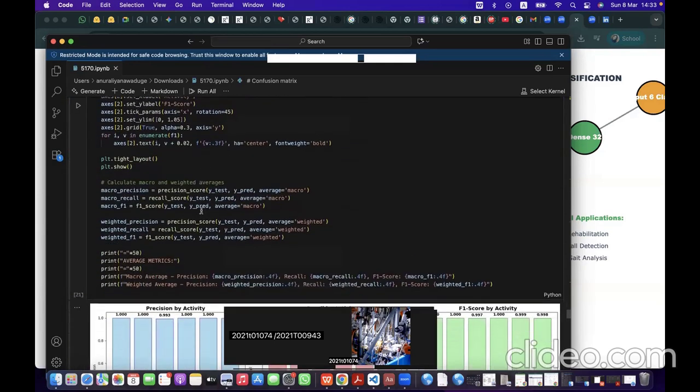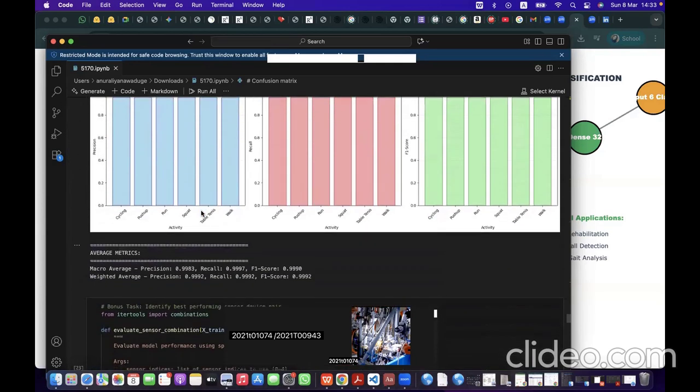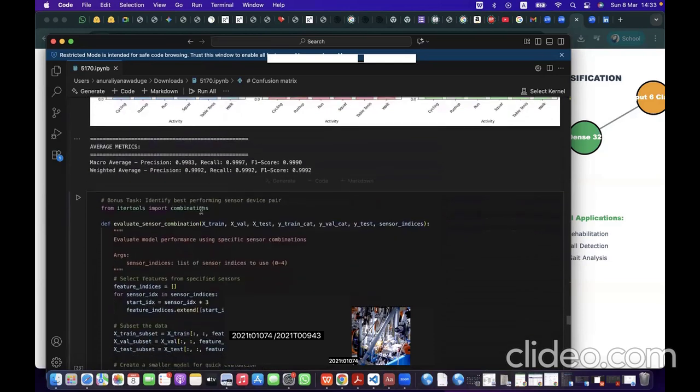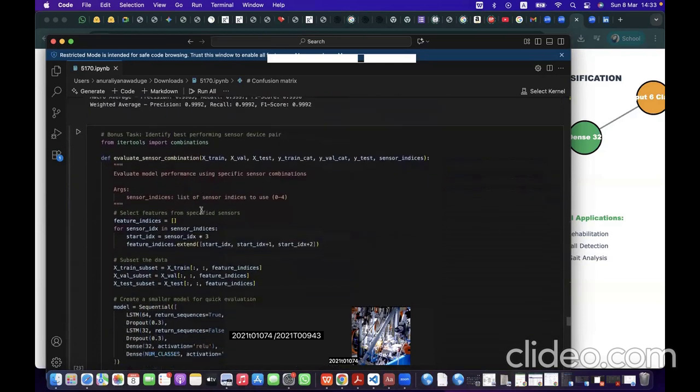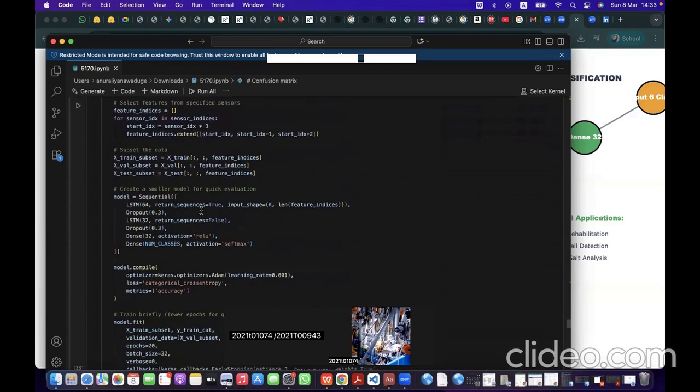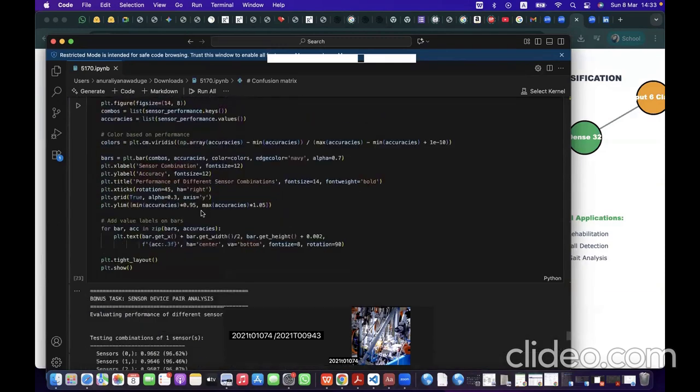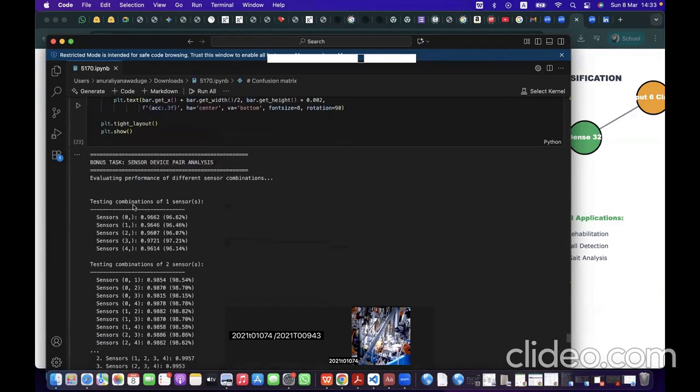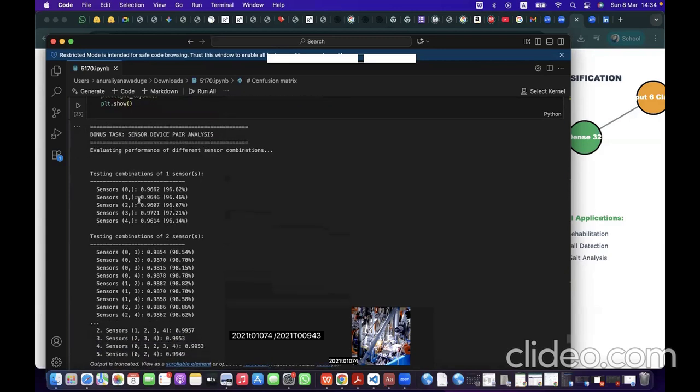You can see that in this, you can see the results. Testing combinations of one sensor. It shows 96.14%. For this whole bonus task, I have spent more than 30 minutes only for this one.